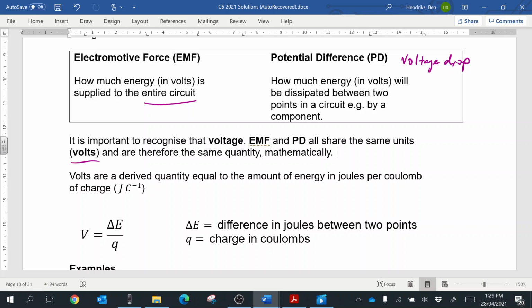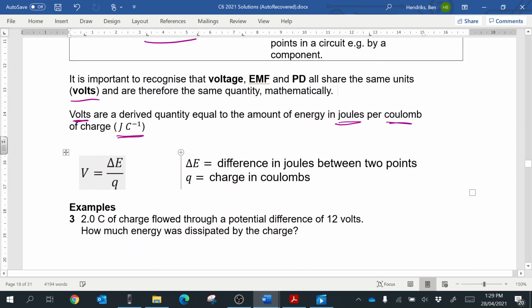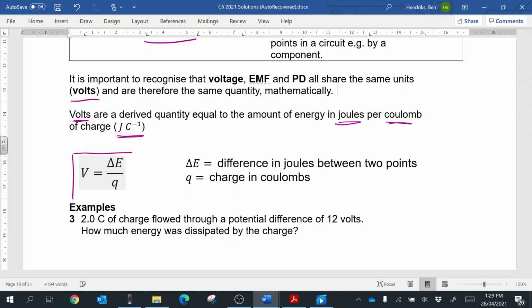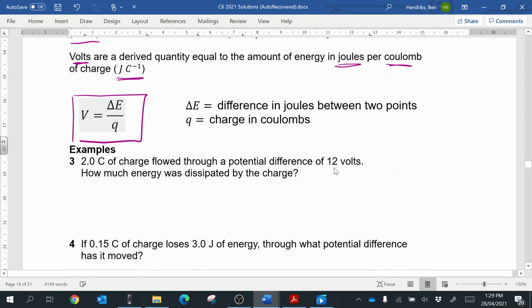Volts are a derived quantity equal to the amount of energy in joules per coulomb. So remember, joules and coulomb are our SI units, with joules per coulomb here, but they are referred to as volts in this case. So voltage, and here's the equation for that. Voltage is equal to the change in energy over coulombs, so charge in coulombs.